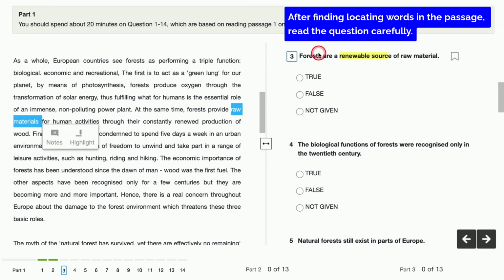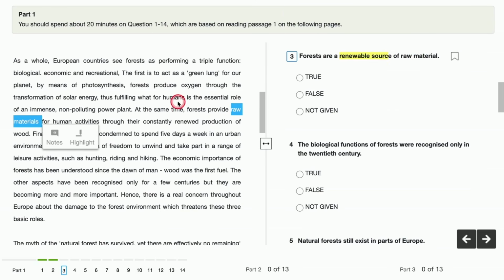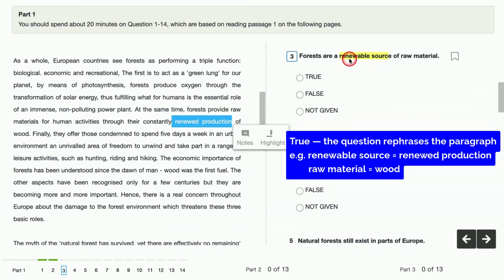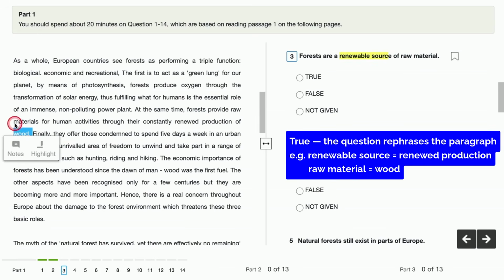Now let's read the question again carefully. Forests are a renewable source of raw material. Now let's read this sentence and see if forests are a renewable source or not. Forests provide raw materials for human activities through their constantly renewed production of wood. Yes, forests are a renewable source. Usually, if a question is true, it uses different words to rephrase the paragraph. For example, renewable source is a rephrase of renewed production, and raw material is a rephrase of wood. Wood is a raw material, right? This question is easy. Obviously, the answer is true.